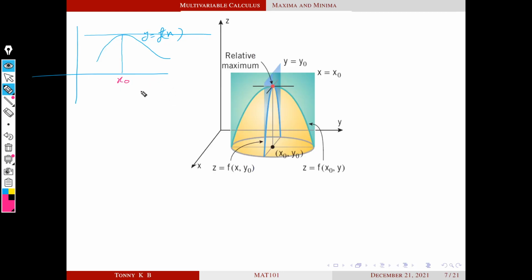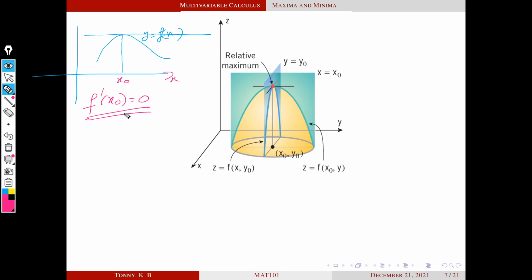Okay, next we are going to characterize these maxima and minima in terms of mathematics. In the case of one variable calculus, suppose a function has a local relative maximum or minimum at a point x naught, and suppose this function is differentiable. Then we know that the tangent at this point is parallel to the x-axis, right? So its derivative, the slope of this tangent, is 0. So in terms of derivative, f dash of x naught equals 0, because the derivative is the slope of the tangent, and here the tangent is parallel to the x-axis, so its slope is 0.